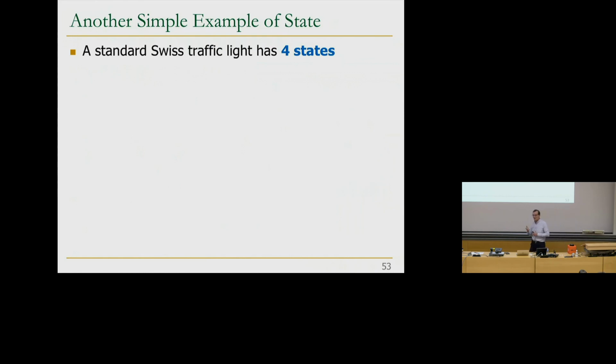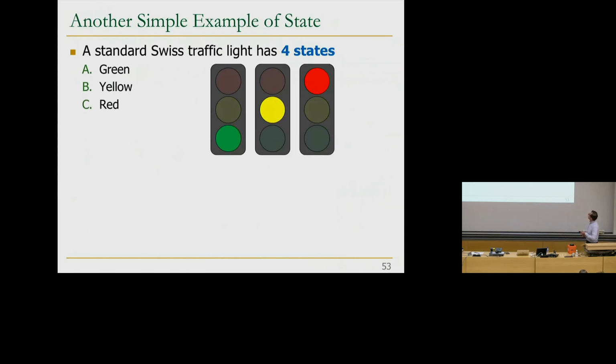Well, now that I talked about traffic light, you have a standard Swiss traffic light. How many states are there? Well, I guess I've given you the answer. 4 states. What do they look like? They look like this. Green is one state, yellow is one other state, red is another state, and red and yellow is another state. Right.